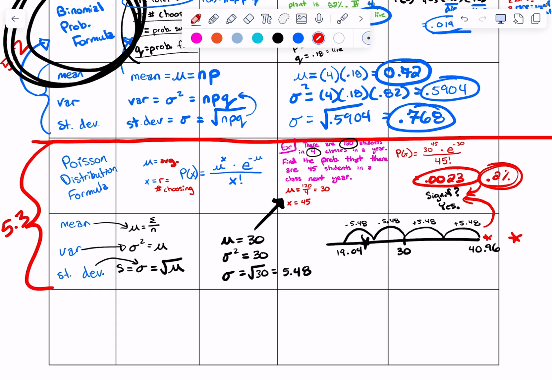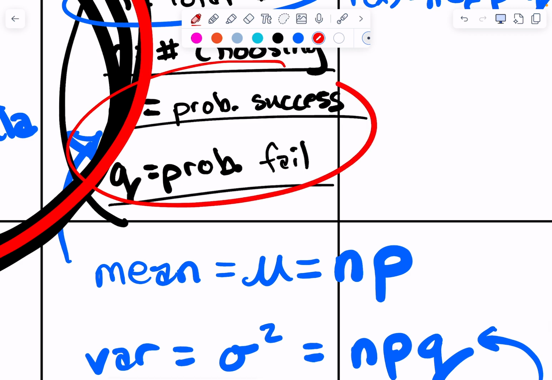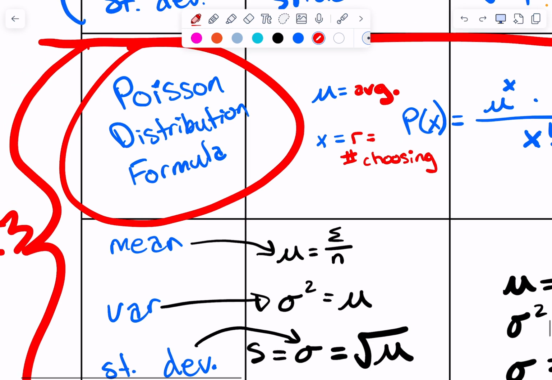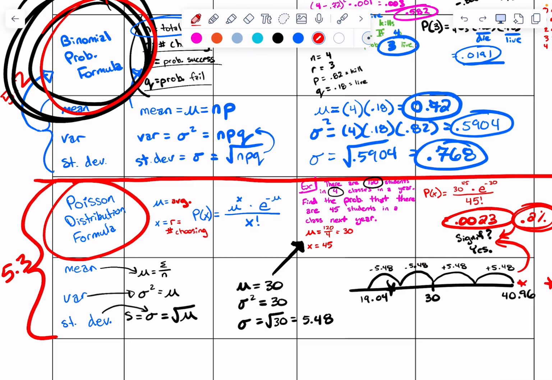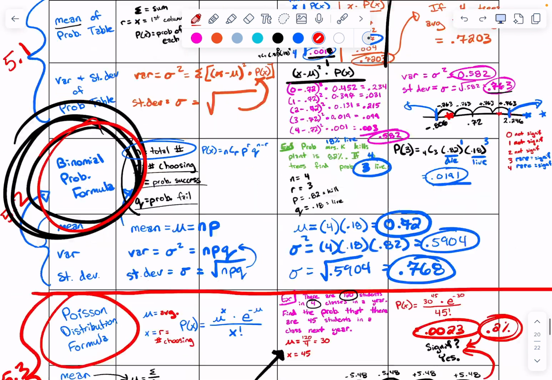Okay, how do you know when to use the binomial versus the Poisson? Look at what you're given. Both of them are going to say the same thing: what's the probability of this scenario happening? Let's figure out what you're given. If you're given probabilities like P and Q, like percents of things, you're probably going to use binomial. If you're only given averages, you're going to use Poisson. Got it?